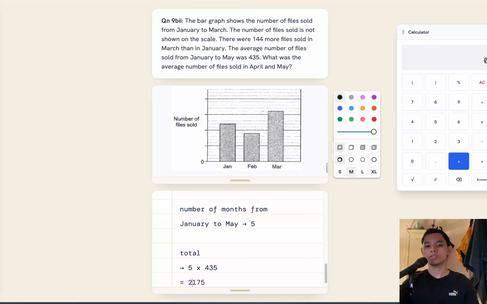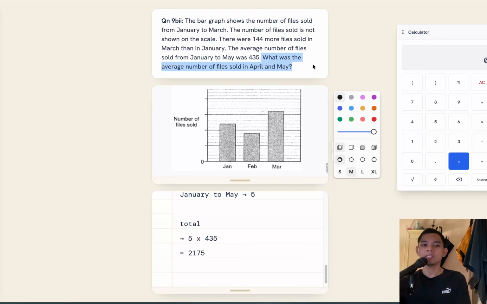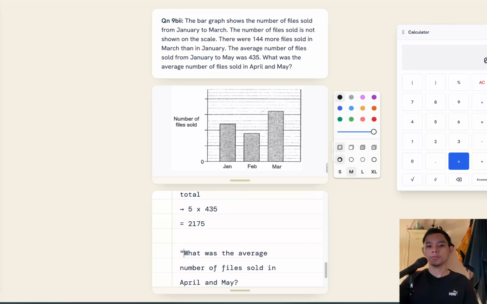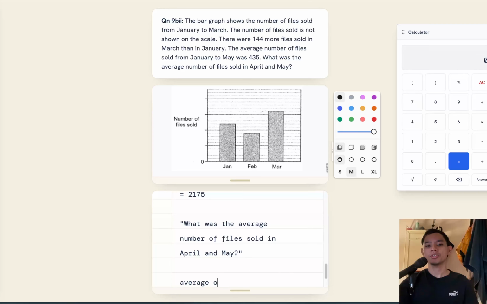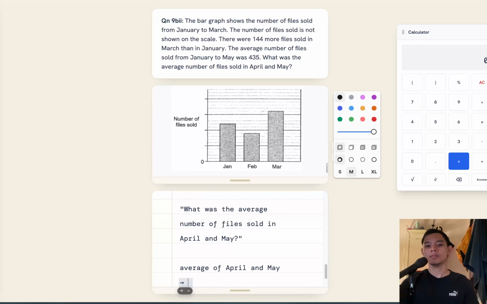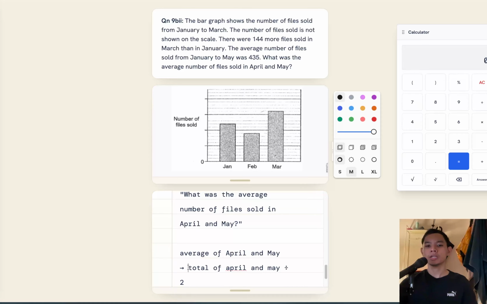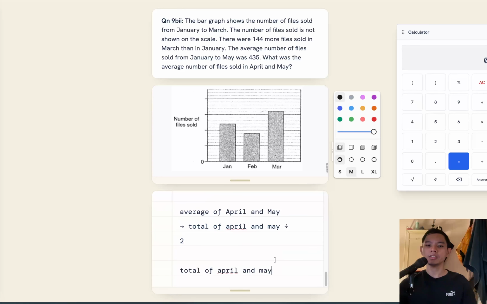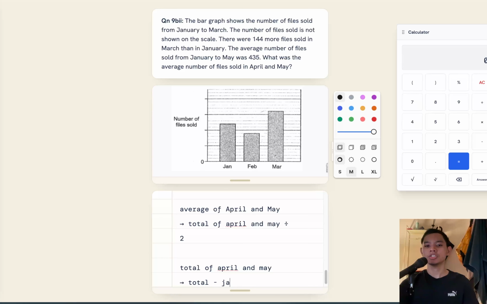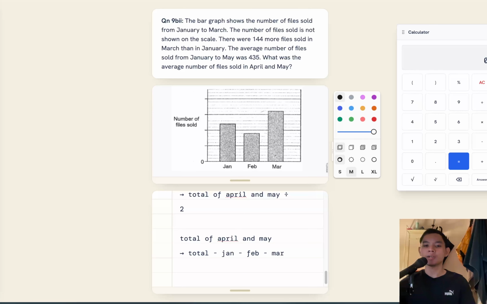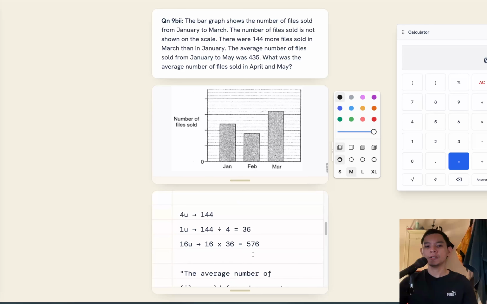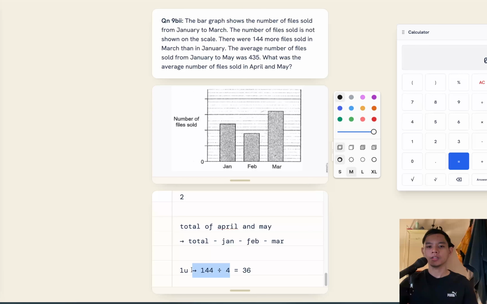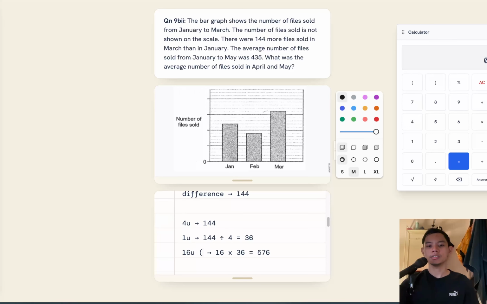This will be 2,175. So what was the average number of files sold from April to May? What we need is the average of April and May, which would be the total of April and May divided by 2. So how do we get the total of April and May? In this case, we have the total minus January minus February minus March. Okay, so how do we find January, February, and March? We know 1 unit is 36.